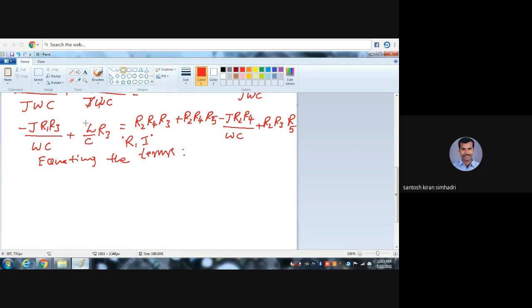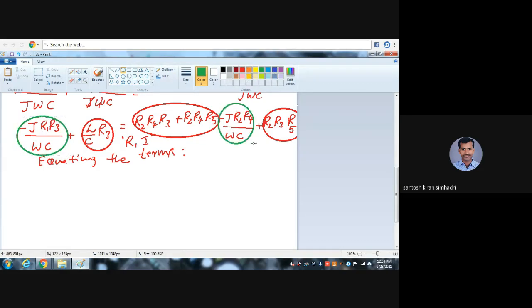See here, this is the real part. I think this is also a real part. This is also a real part. Simply I have to equate this part, and this is also a real part. This is also a real part, this is also a real part. Then I will change the sign, I will change this color. This is the imaginary part and this is the imaginary part.